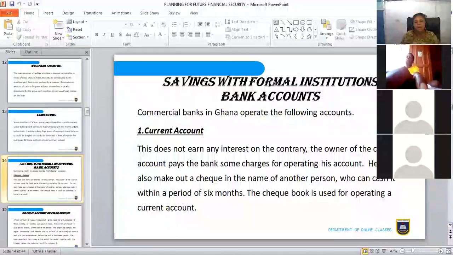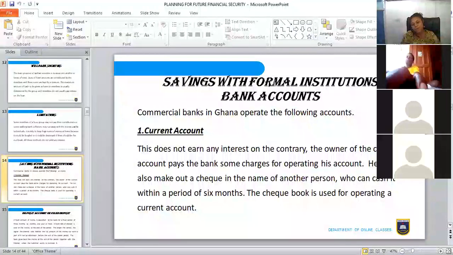Normally, we can talk about the commercial banks and then the rural banks. Please, when we talk of commercial banks, we are not referring to only GCB. GCB, that is their name. But all the other banks are all referred to as commercial banks, like Societe Generale, Stanbic Bank, Zenith Bank, Agri Development Bank. They are all commercial banks.